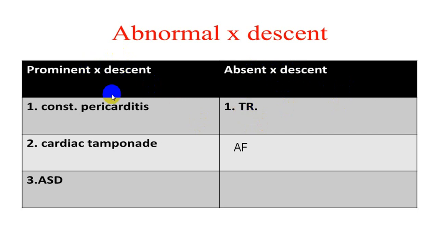So remember only one condition, TR, while a prominent X descent is more classical in case of constrictive pericarditis and cardiac tamponade. So the X descent will be more prominent in these two conditions, and secondary to this, you will have a prominent JVP. JVP will be elevated, and that we call Kussmaul's sign.